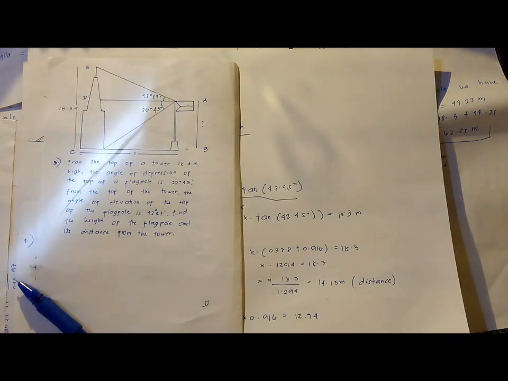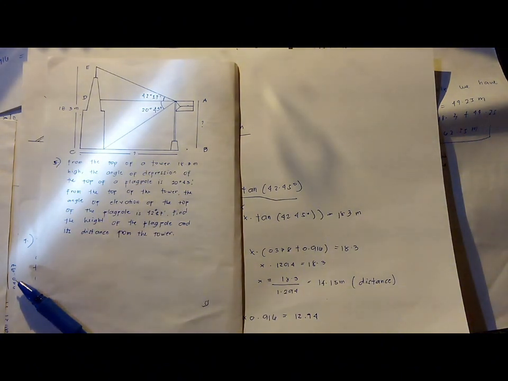So we are given the height of the tower equals 18.3 meters. The angle of depression from the top of the tower to the top of the flagpole is 42 degrees and 27 minutes. The angle of elevation from the bottom of the tower to the top of the flagpole is 20 degrees and 45 minutes. Now we are going to find the distance and the height of the flagpole.